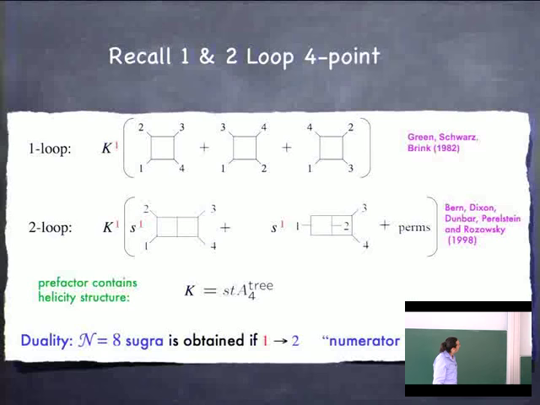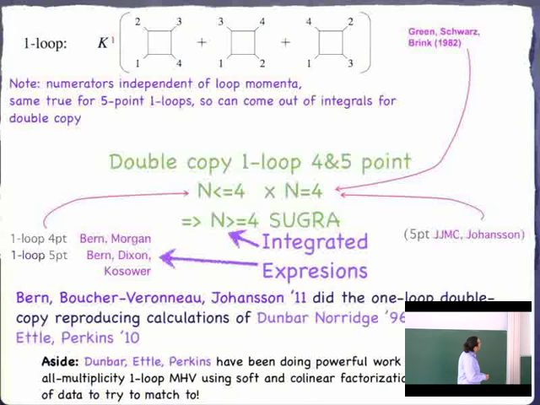So for example, at one and two loop four point, clearly duality is imposed. The numerators at one loop are independent of loop momenta, and the same is true for two loops. So they can come out of the integrals, right? And these guys have fully integrated expressions at one loop four point and one loop five point. You can put this in with the numerators that come out of the integrals anyway, double copy numerators, and have explicit N greater than or equal to 4 supergravity already integrated because you have these guys integrated. And so Zvi and Lance's student Camille and Henrik did the one loop double copy, reproducing explicit recent calculations of Dunbar.